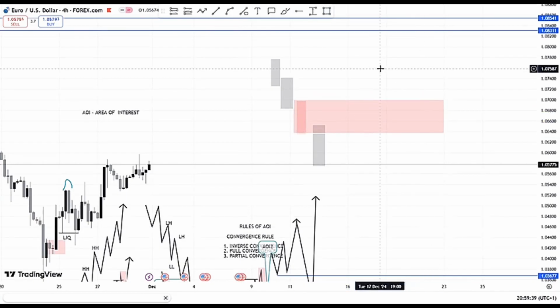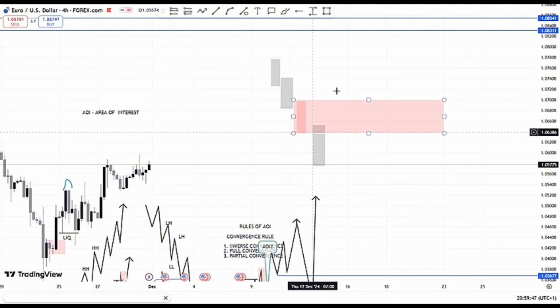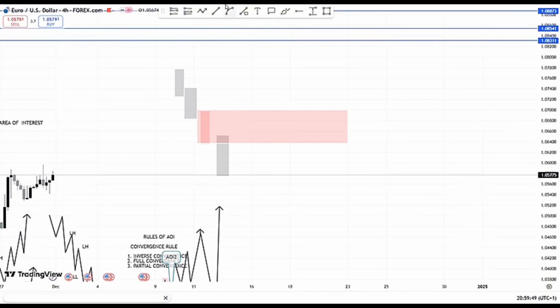A situation whereby you have a bullish candle formed among multiple bearish candles, or when you have a bearish candle formed among multiple bullish candles. So it means that this is the AOI that we are going to use to take our sell. So this is the candlestick formation. The structural formation is something like this.